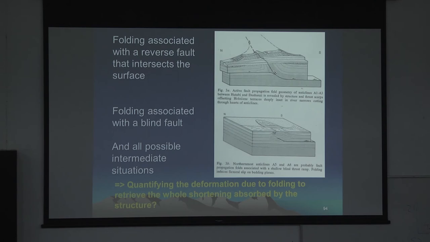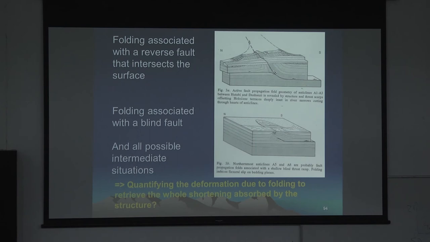So now, if you don't have some offset, but, for example, a blind fault and some folding, then in order to know the shortening rate on the structure, you need to document the wall deformation of this fault structure, the anticline.